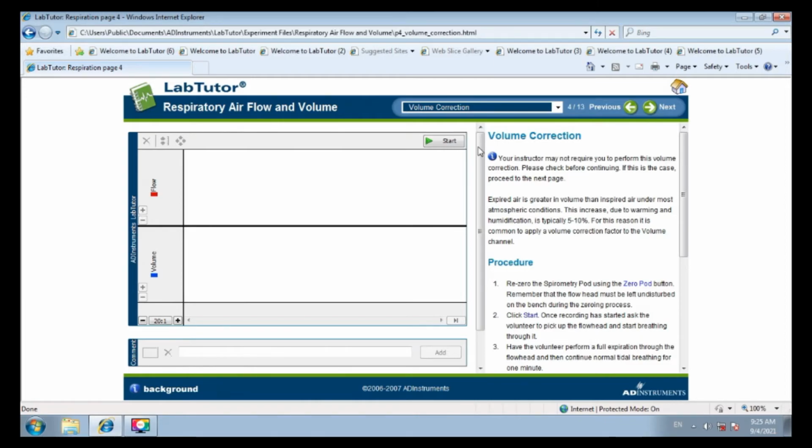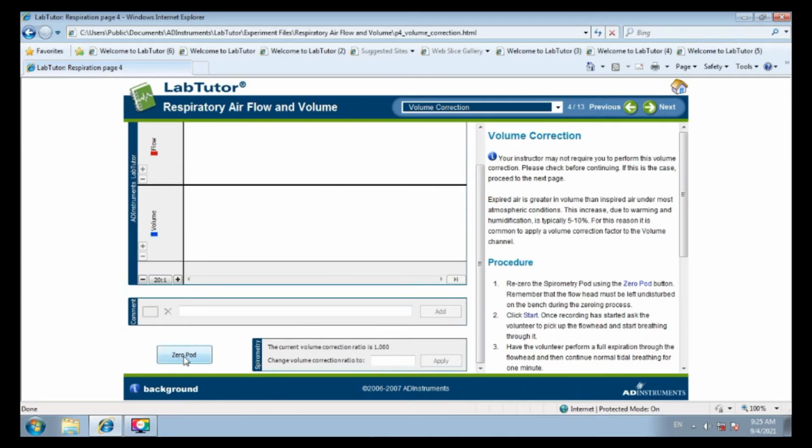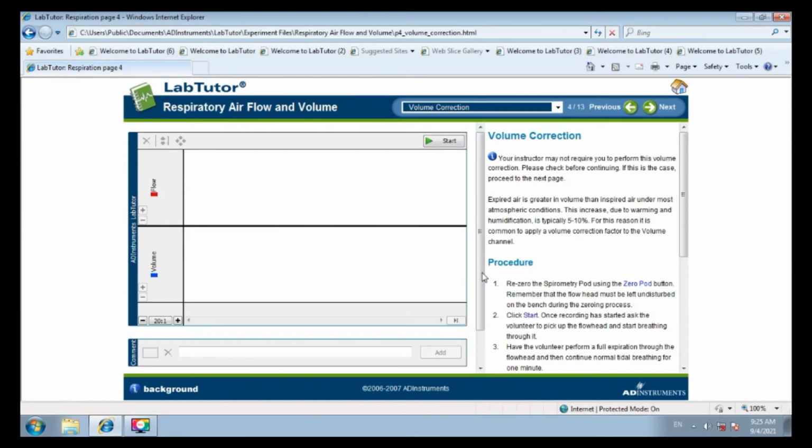Now come to the next page, which is known as volume correction. Volume correction is basically due to the difference in the inhaled and exhaled air. You know, the exhaled air is humidified and its temperature also rises, so the volume that we expire is more than the volume that we inspire. For that purpose we perform the volume correction procedure. For this, we will record the normal breathing for 1 minute, and then after 1 minute we will exhale forcefully, and then continue normal breathing for a few seconds, and then stop it.